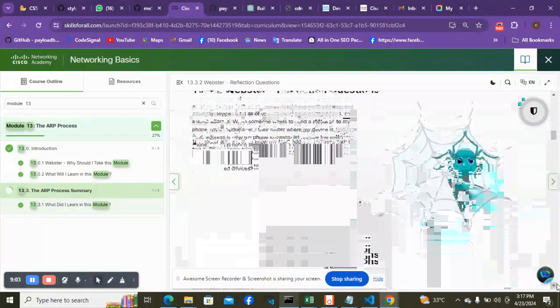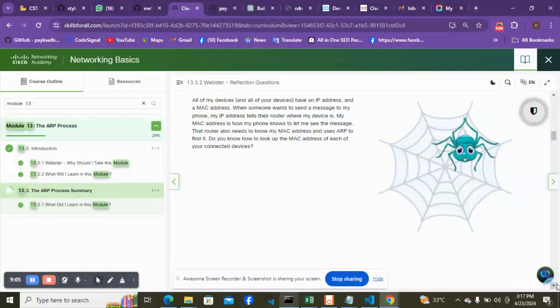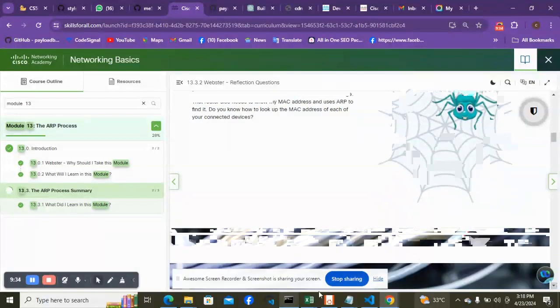So, Webster reflection. All of my devices and all of your devices have an IP address and a MAC address. So when someone wants to send a message to my phone, my IP address tells the router where my device is. My MAC address is how my phone knows to let me see the message. That router also needs to know my MAC address and uses ARP to find it. Do you know how to look up the MAC address of each of your connected devices? I'm sure we know how to do that with our CMD.